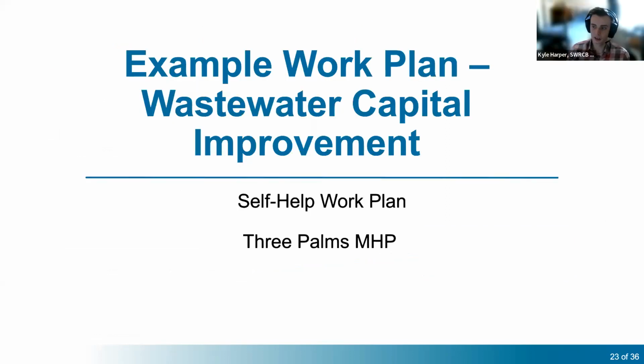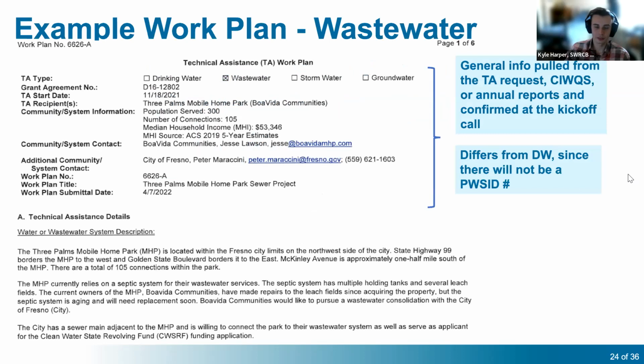Okay, and now jumping to the next example, this is a wastewater capital improvement project. Jumping to the first page of the work plan, you'll notice the actual format is pretty similar, even though this is a wastewater work plan. The biggest difference is probably in that first line where it points out that this project is wastewater, and another big difference is for wastewater projects, there would be no public water system ID number. And you could also pull the actual system information from CRIGS.